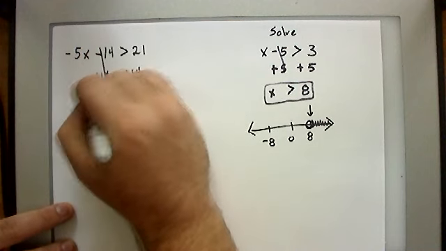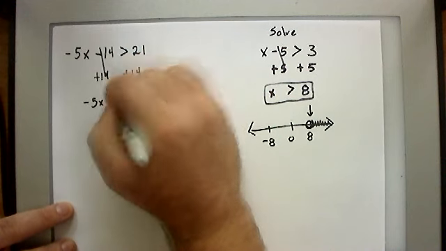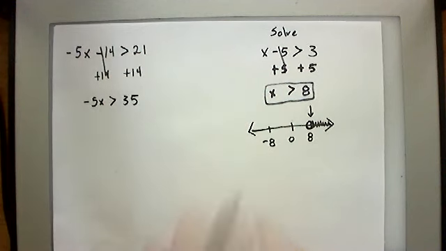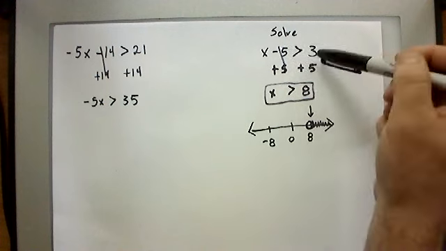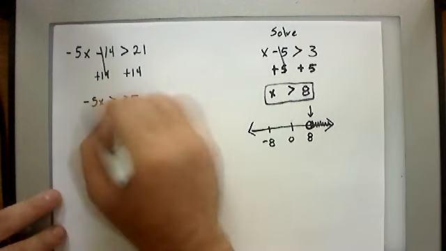So now we have -5x. 21 plus 14 is 35, and you just bring the sign down. These solve just like they said equals, right? It solves just like it says -5x minus 14 equals 21. Just like over here, we added 5 to both sides, just like we would if it was an equal sign. The difference here is what's about to happen now.